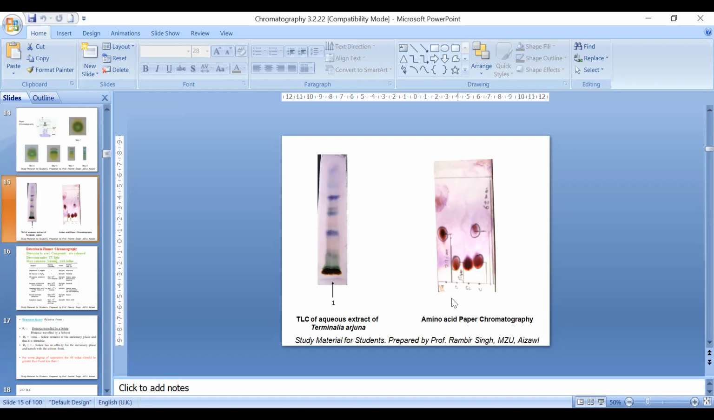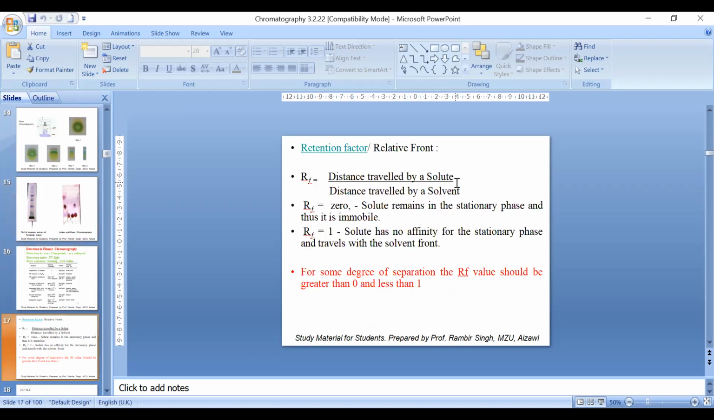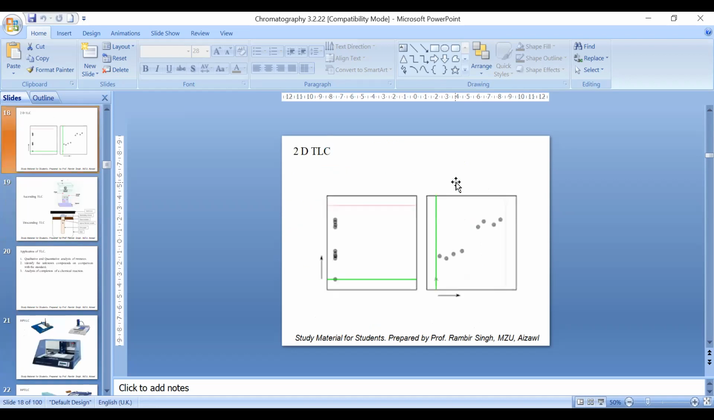So RF value will be 0 when the compounds are strongly retained. And RF value will be 1 when it is, say, 6.2 divided by 6.2, it will be 1, meaning all compounds are going to the top. So RF value should always be greater than 0 and less than 1 for an ideal separation. You got it?